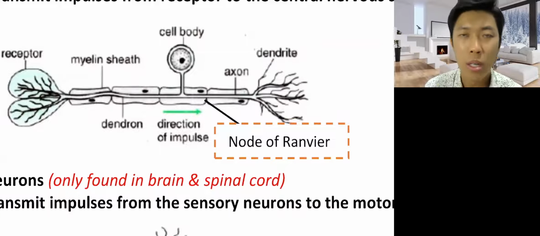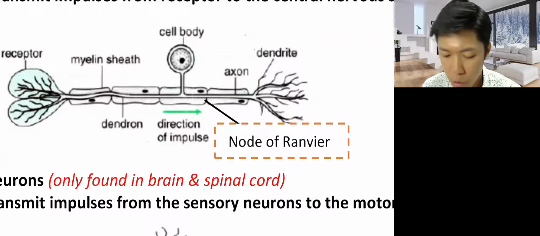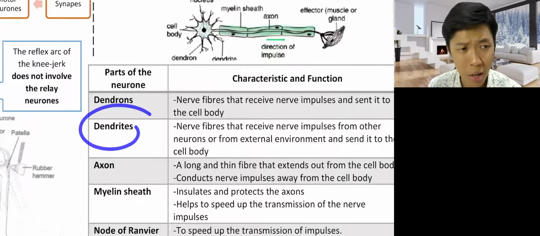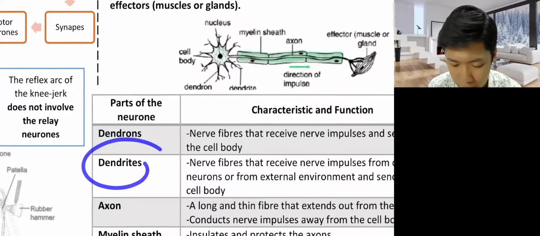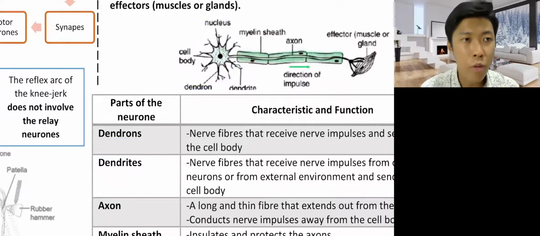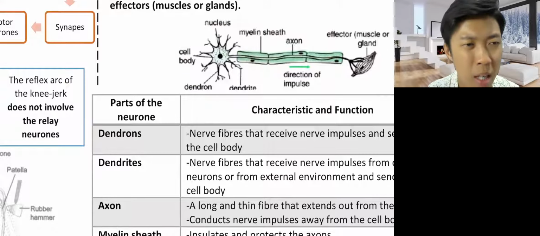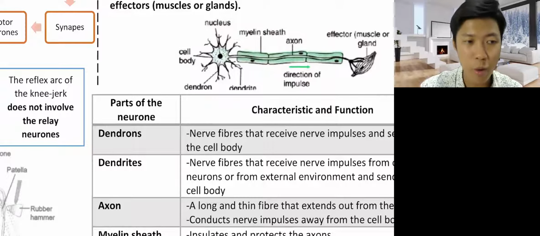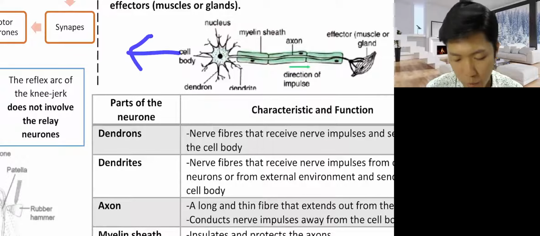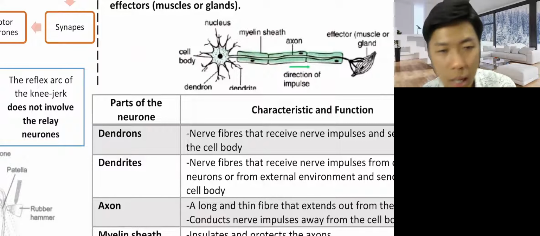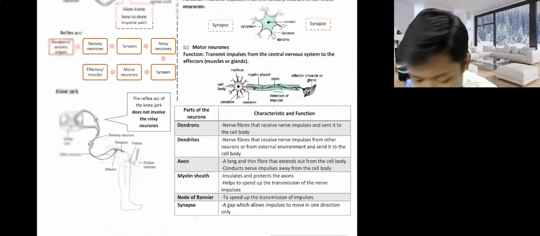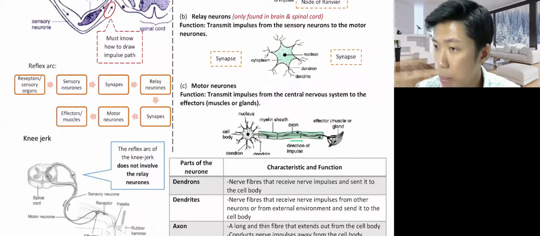So we kind of have to flip the answer a bit to fit this, because the answer for this dendrite is actually catered for this one. So if you are a dendrite from a motor neuron, then you receive nerve impulses from other neurons, which is the one before motor, called relay, and then you send it to the cell body, right? So let me just make another sentence for you instead.